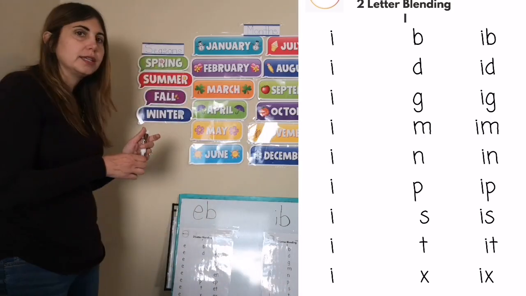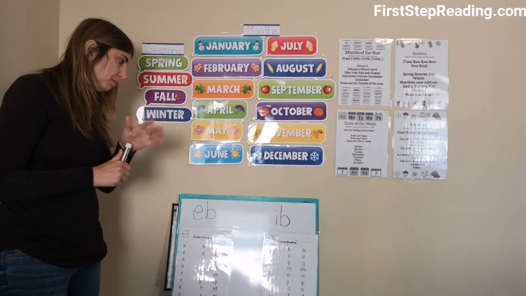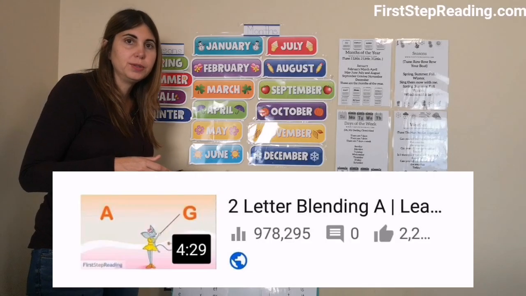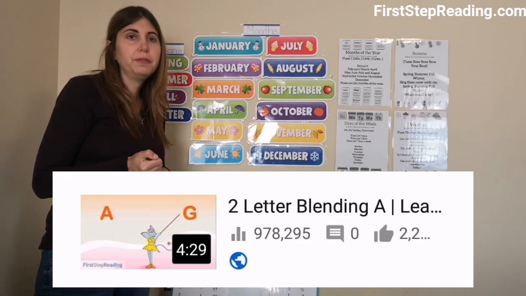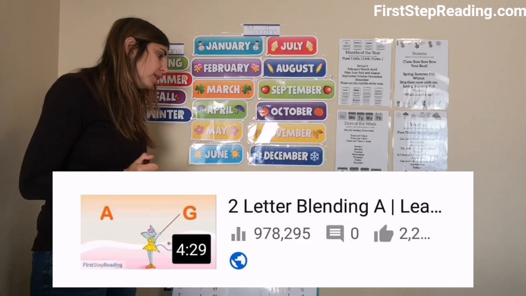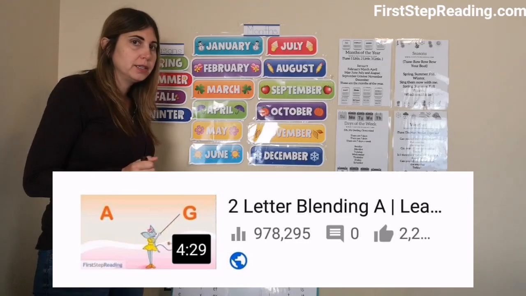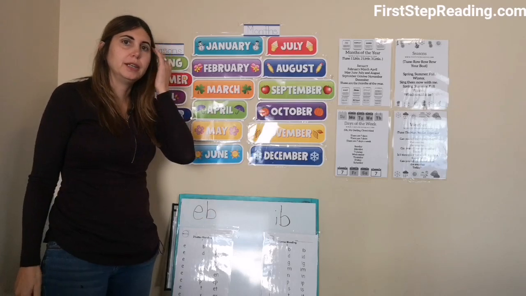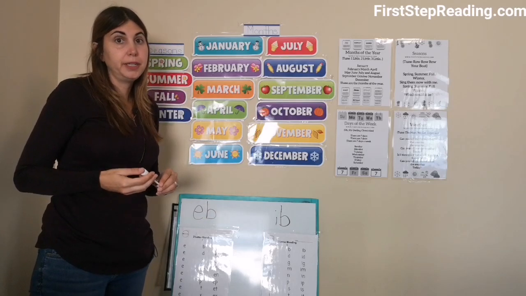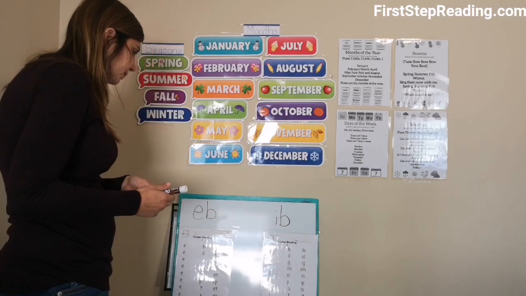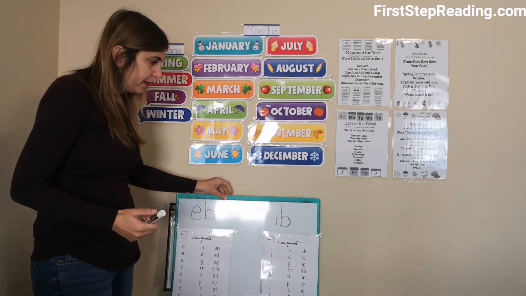So we're blending the sounds together with two-letter blending. Please watch the two-letter blending videos on YouTube, or if you have our curriculum, you can watch those. It will really help you with this. Watch A, E, and I and keep practicing blending because that's the first step to reading. So we really want to practice this skill. Okay?